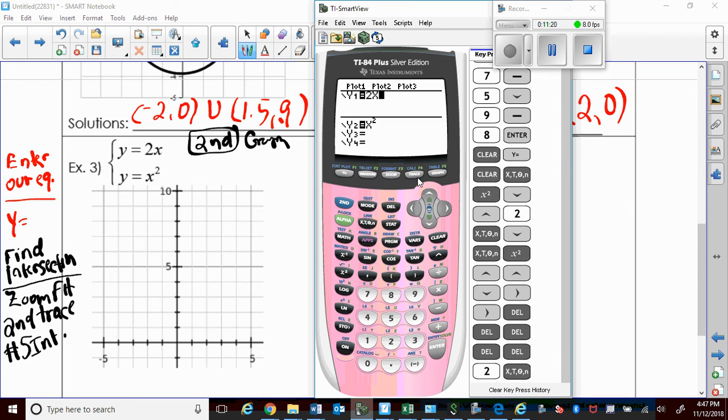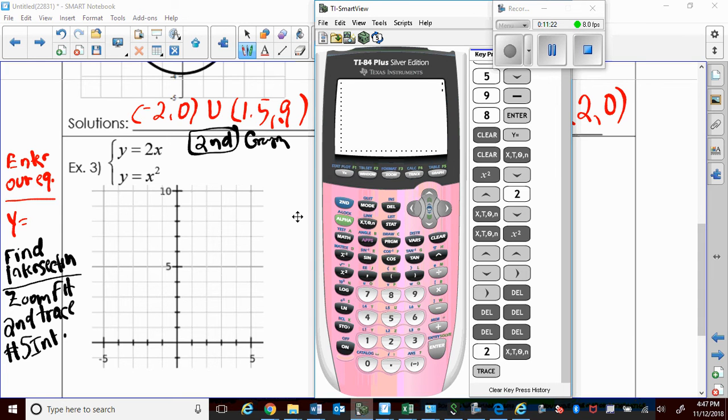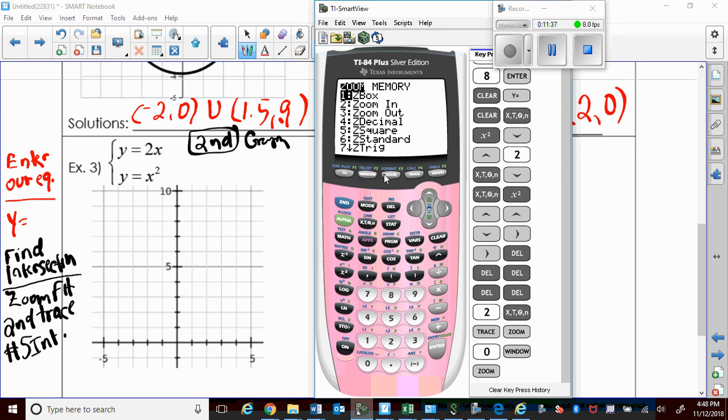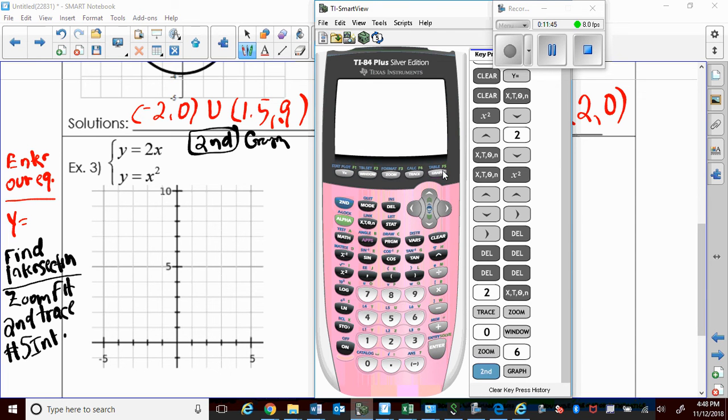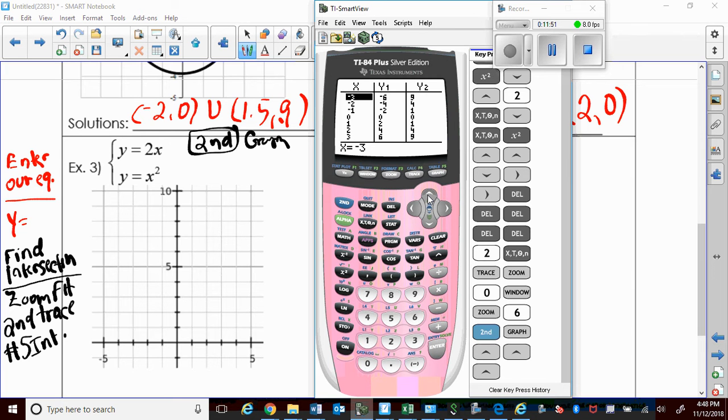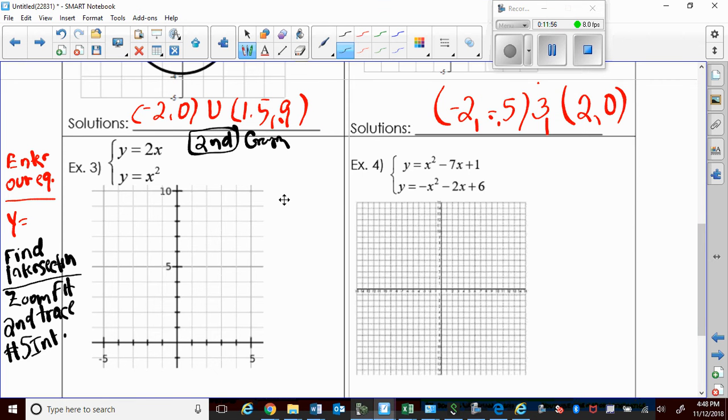And I'm just going to press trace to see if I can see the actual graph, and I can't. So I'm going to press zoom fit. I don't like that zoom, so I'm just going to say zoom 6. And if I look, that's what it looks like. So I'm going to go to the table and write this information down here on my table.